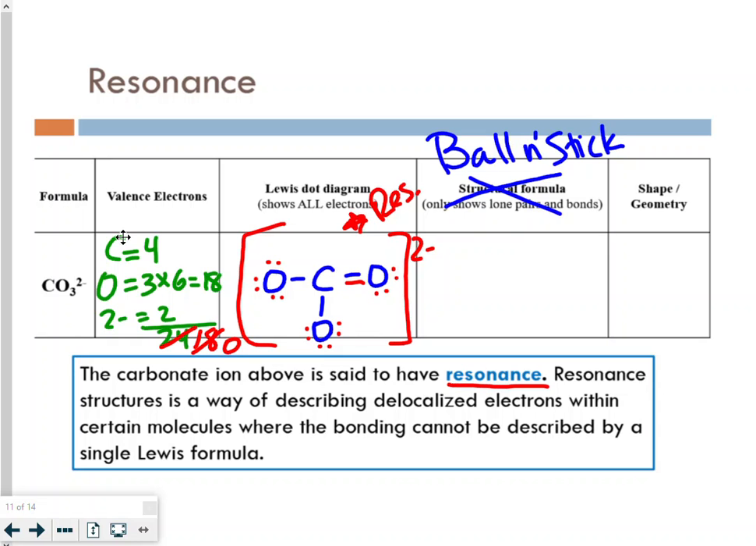Now, for shape. 3 things attached. No lone pairs on the central atom. What shape are we talking about here? The trigonal planar. Okay, so when you draw it, make sure that you have one of the oxygens double bonded, and make sure it looks like a flat triangle. And you can just write T-planar. And there you have it.